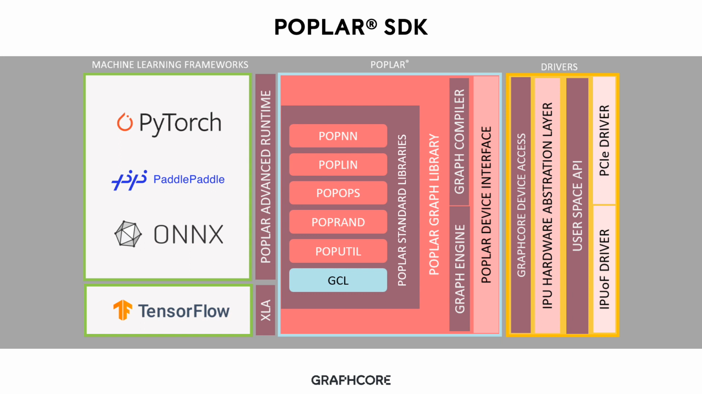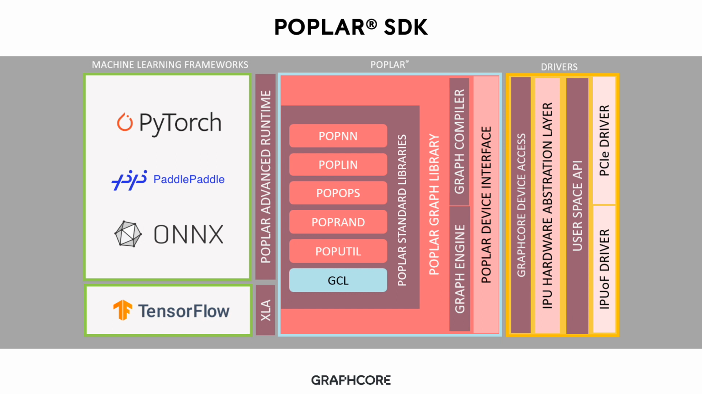In order to enable scalable machine intelligence applications, we utilize our POPLAR SDK. Since its first production release in September 2019, we have moved forward very quickly with its functionality and capability. It is split into three main components.